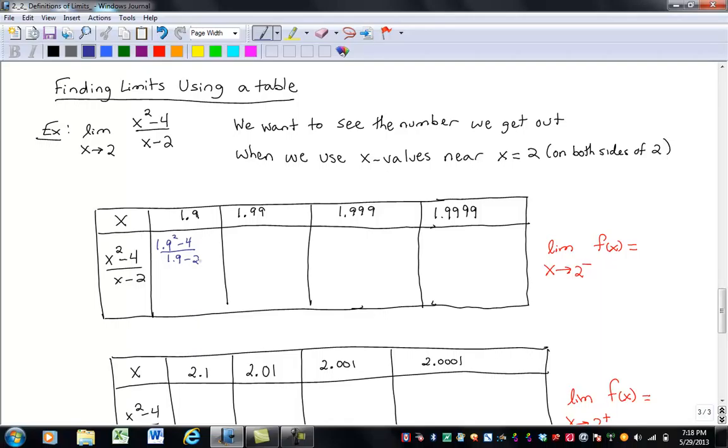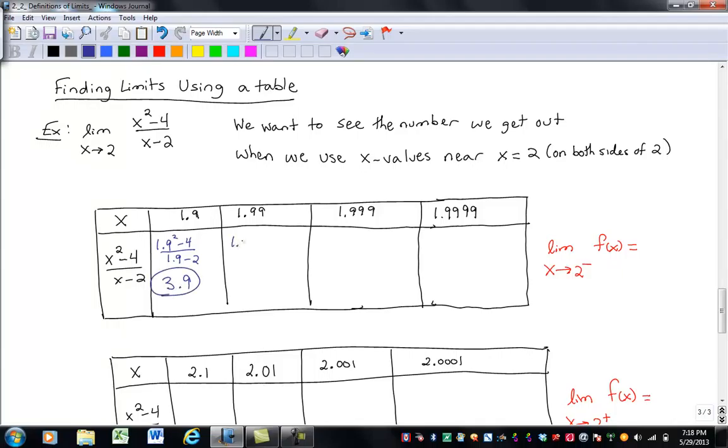And we're going to do the same thing on the other side. We're going to punch in numbers that are larger than 2 to approximate the limit to the right. So let's do this first one. We'll put in 1.9 squared minus 4 divided by 1.9 minus 2. When we type that in, we get 3.9 as the answer.